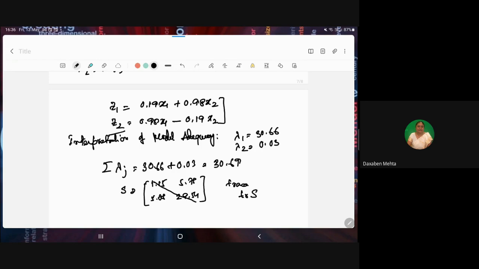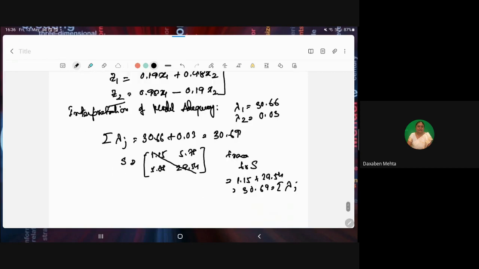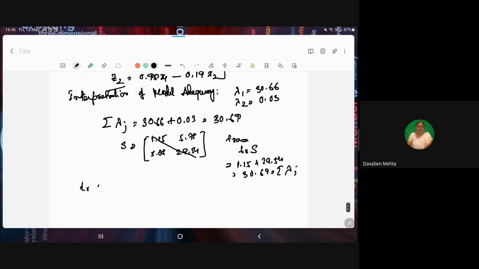So trace of S, which is what? 1.15 plus 29.54, and look at this, this is 30.69, that means summation of lambda j. So we can say that this trace of S is summation of lambda j if it holds for the PCA. If it holds for the PCA, the trace of the variance covariance matrix is equal to the sum of the eigenvalues.